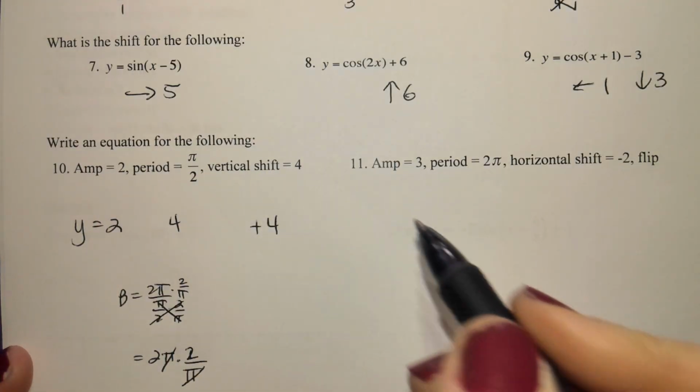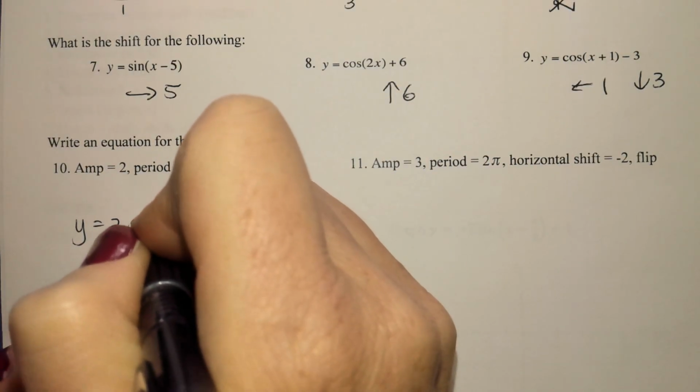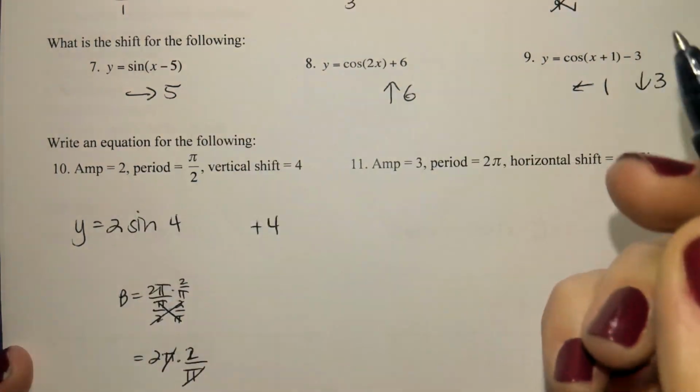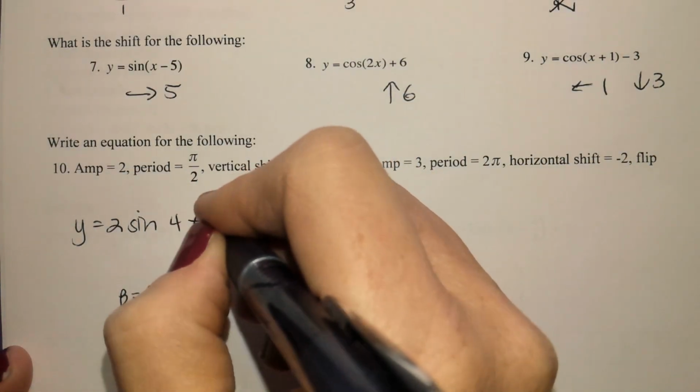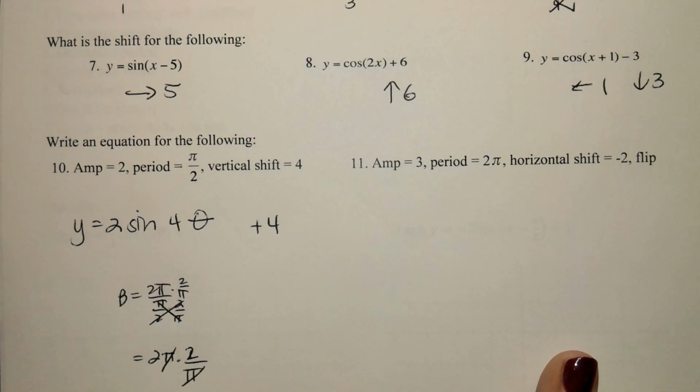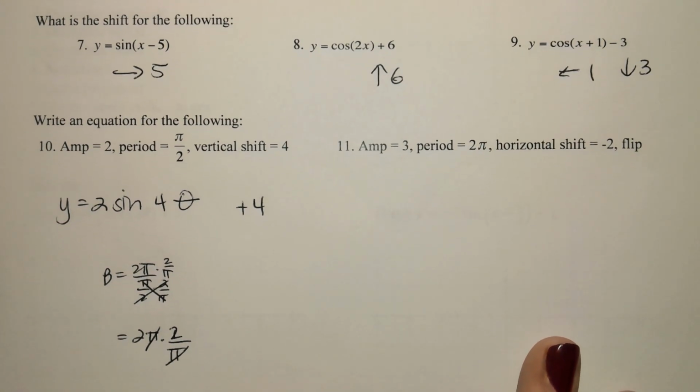Right now, it doesn't matter if you use sine or cosine. We will talk tomorrow or in the next lesson about how that works. So I'm just going to pick sine. Again, it doesn't matter. Throw a theta or an x in there. That's your variable. And then that is your equation.